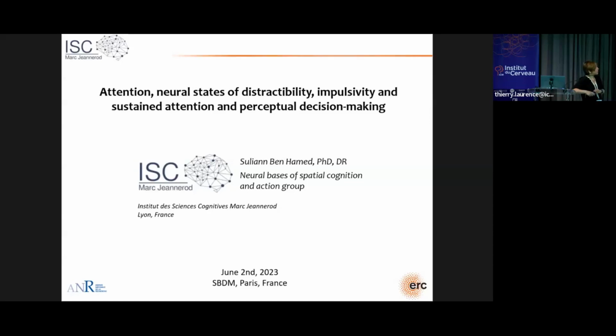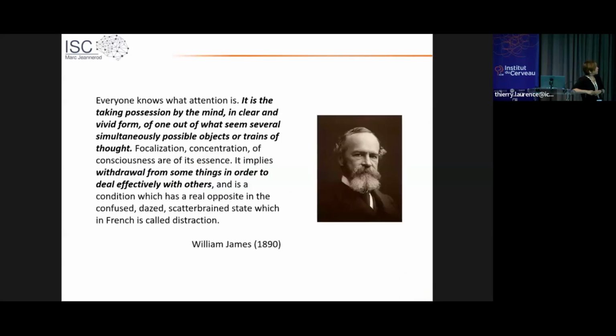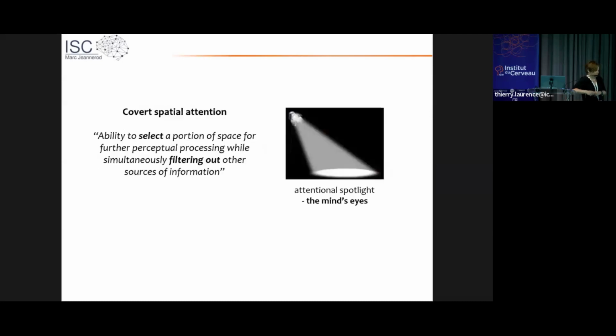I changed my title a little bit, but I will be talking about attention and neuronal states of distractibility and impulsivity. I'm starting this talk with the well-known figure of William James for a reminder of the definition of attention. It is the taking possession by the mind in clear and vivid form of one out of what seems several simultaneously possible objects or trains of thoughts. It implies withdrawal from something. So in this initial definition, we have two concepts that are put forward by James: selection and suppression.